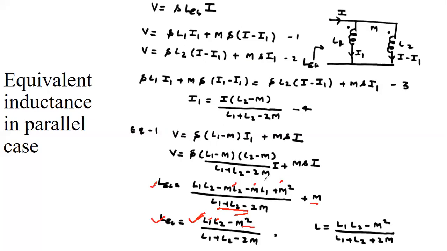So in the case of parallel connection, when the coils support the flux of each other, the equivalent inductance is (L1 L2 minus M square) divided by (L1 plus L2 minus 2M). In the second case, if the flux is opposed and the sign given is different, what is the equivalent inductance? In this case the numerator is the same, only the denominator is represented with a plus sign, plus 2M. The equivalent inductance will be decreased compared to the first case.